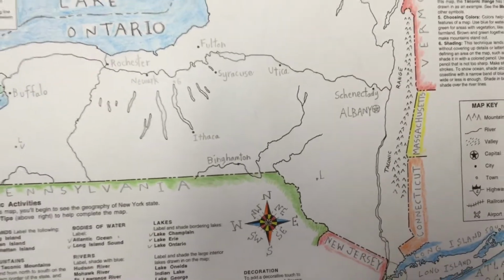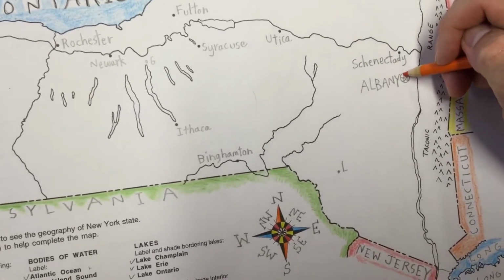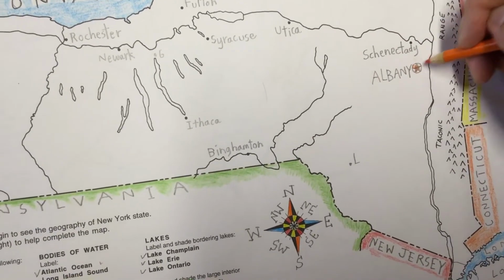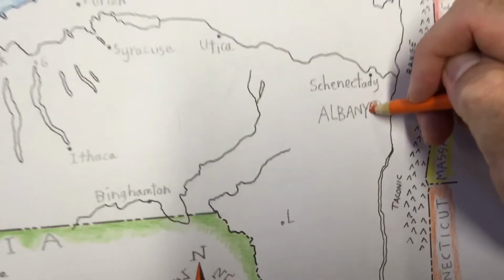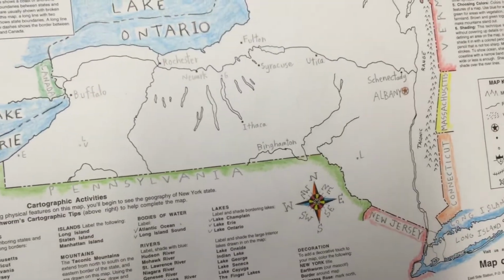Right next to that star, and we can color it in, maybe make it an orange star, something like that. It shows up nicely. Okay, so that's the state capital of Albany.